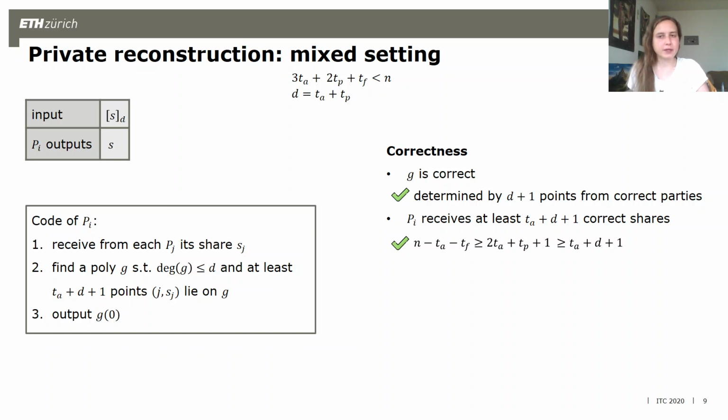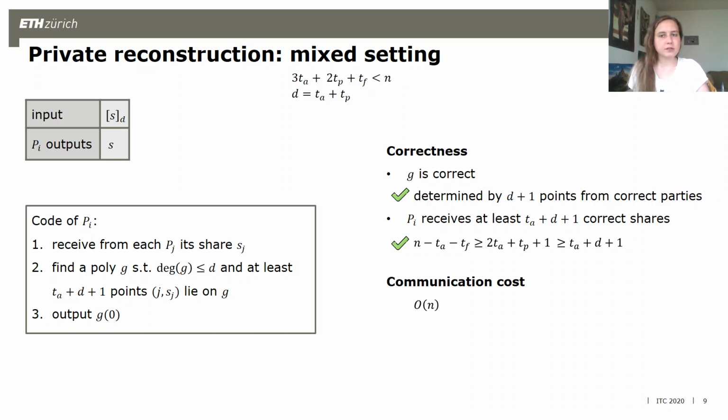And this is also true in the mixed setting. This is because Pi always receives at least n minus t_a minus t_f correct shares from correct parties. The number of correct parties is basically n minus t_a minus t_f. And using our two equations above, this is at least t_a plus d plus 1. So this always works, it's correct.